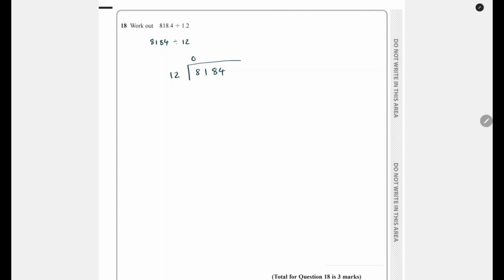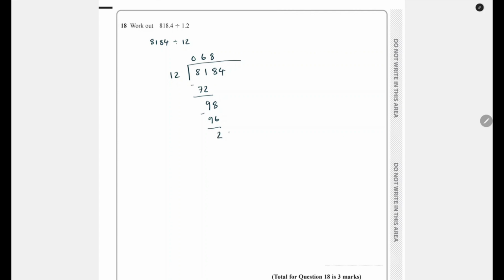Well, 0. How many 12s go into 81? We know that's 6. So then we ask ourselves, what's 12 times 6? And that's 72. So we do 81 minus 72, and that gives us 9. We can then bring this 8 down. And then we ask ourselves, how many 12s go into 98? Well, 8 of them do. And then what's 12 times 8? That's 96. And so 98 minus 96 gives us 2.